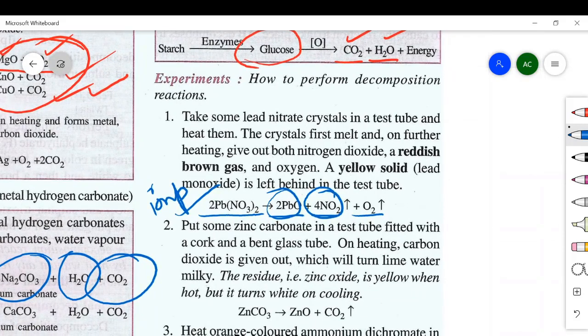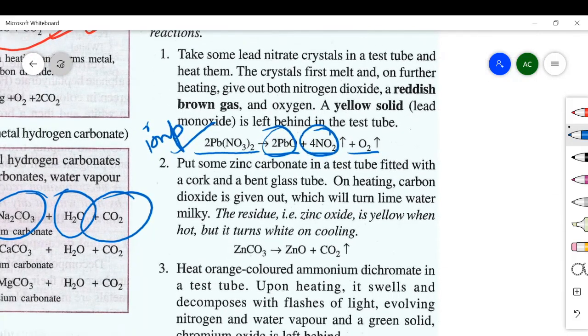This we will be performing in the lab. Now you have to take some zinc carbonate and then you have to heat it. It will break down to zinc oxide and carbon dioxide. Now the reaction is important because here you have to learn this line that zinc oxide is yellow when hot but it turns white on cooling.